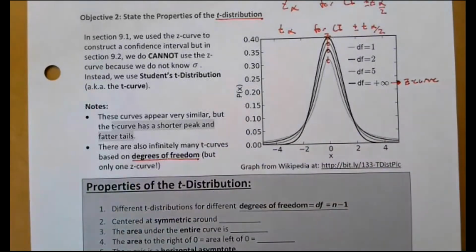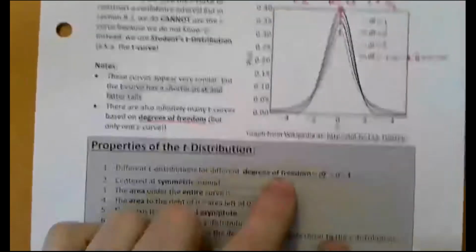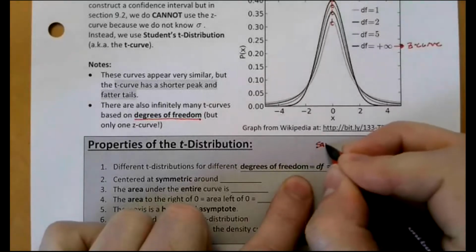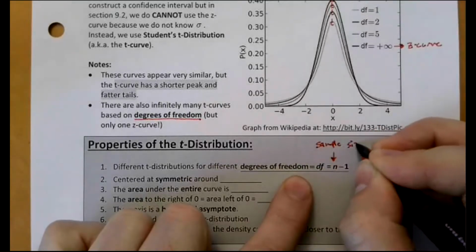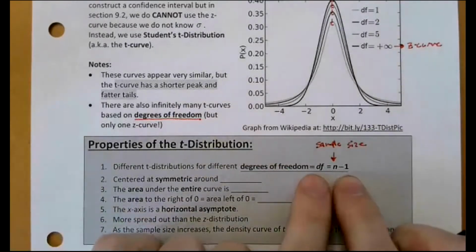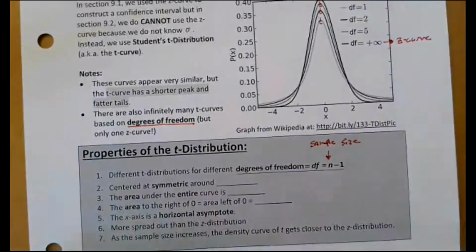Now, here's the truth. You don't actually have to know all of this. You just have to be able to calculate critical T values. So you need to know, how do we find the degrees of freedom? Well, it's the sample size minus 1. That's the degrees of freedom. That's it. A very simple calculation. We're going to use DF to stand for degrees of freedom.